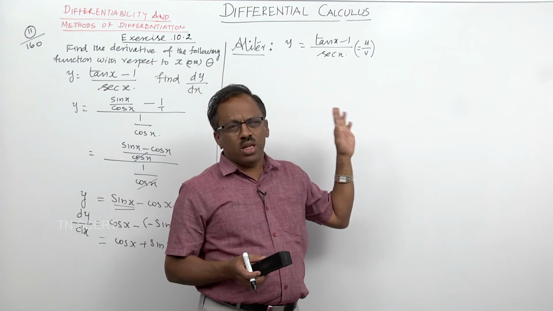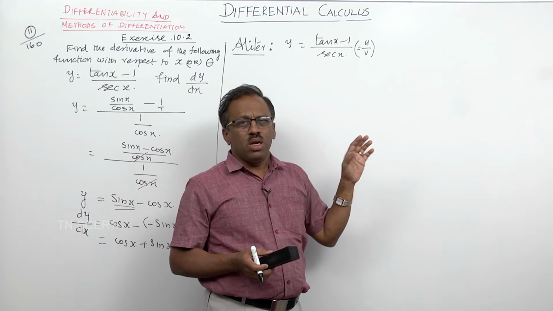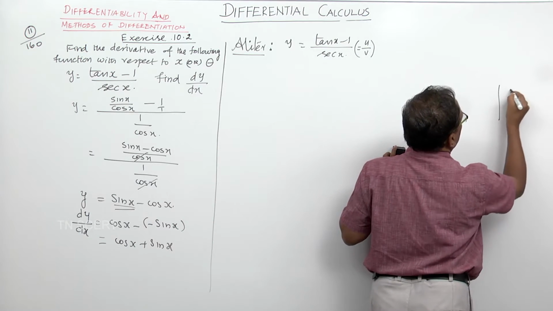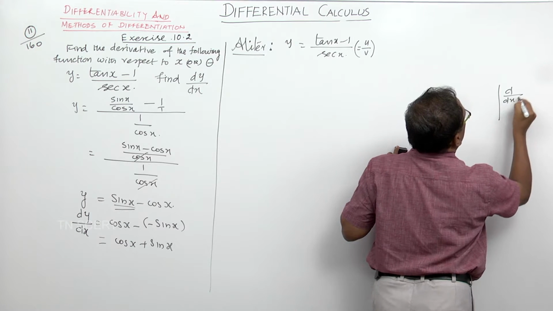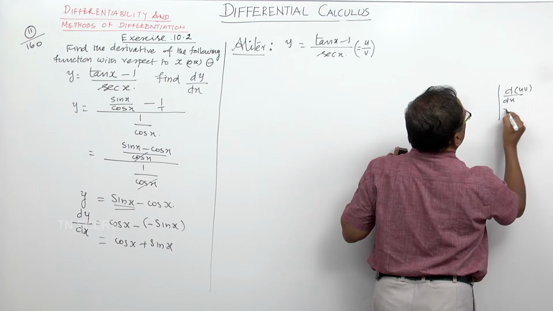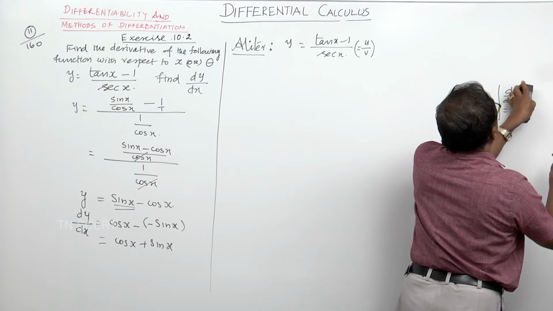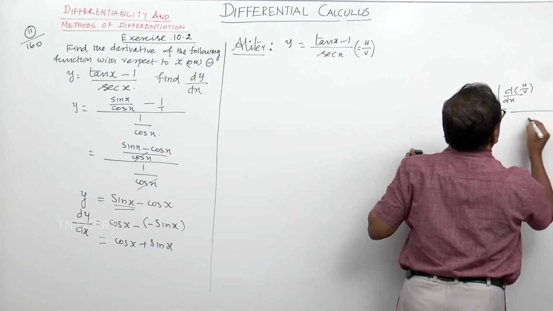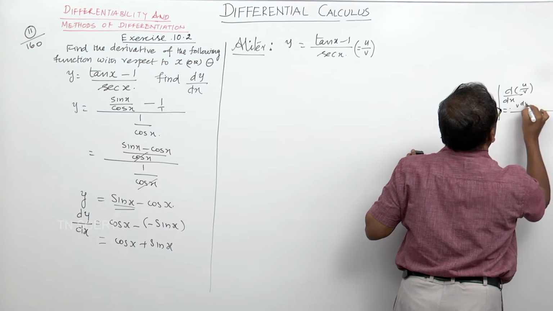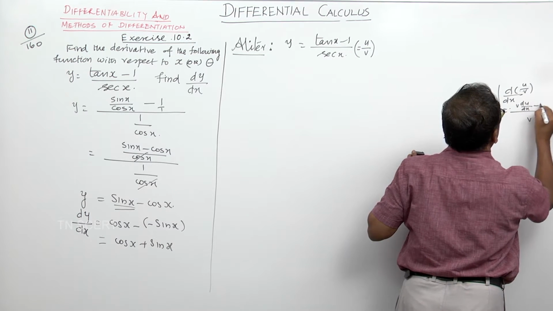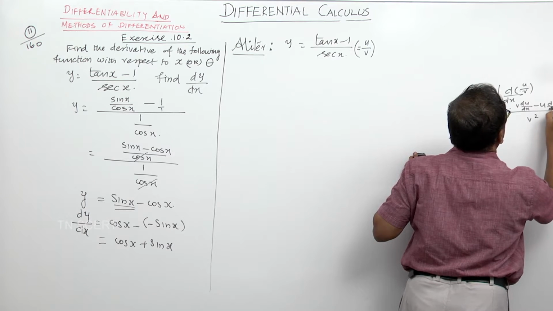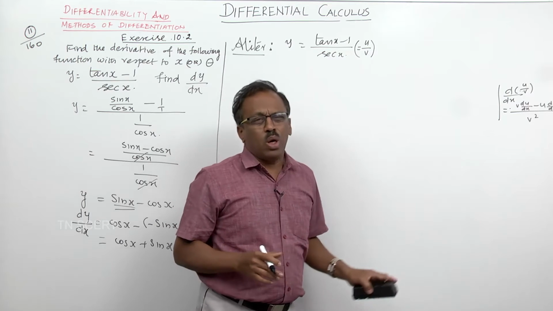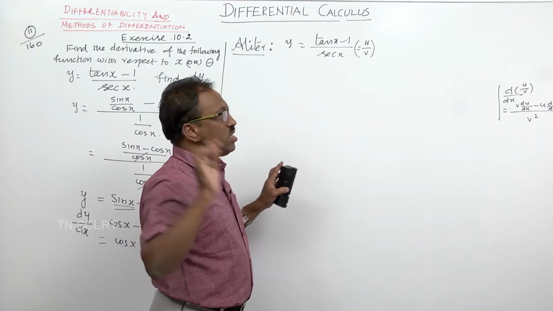This way also you can get the same answer. Let us see. U by V, you know the formula. What is the derivative of U by V? d/dx of U by V is (V du/dx minus U dV/dx) divided by V square. This is the process. You know the formula, anyhow I recall it for your reference.